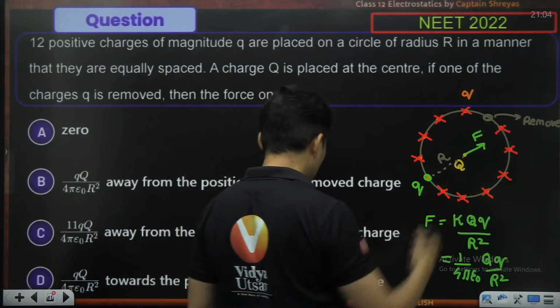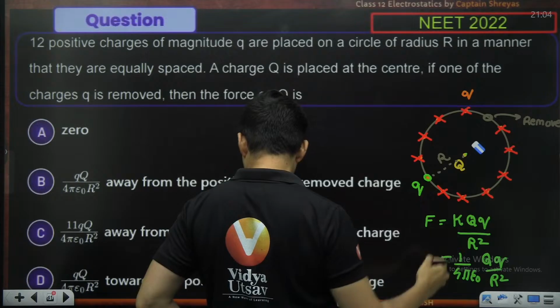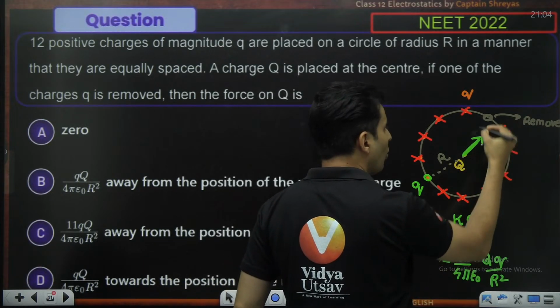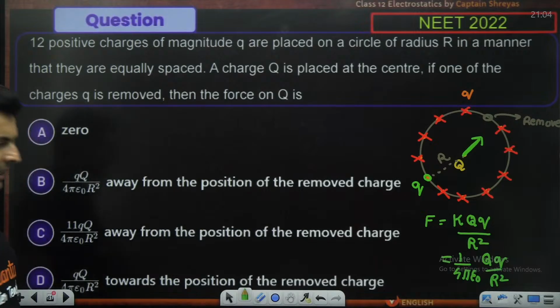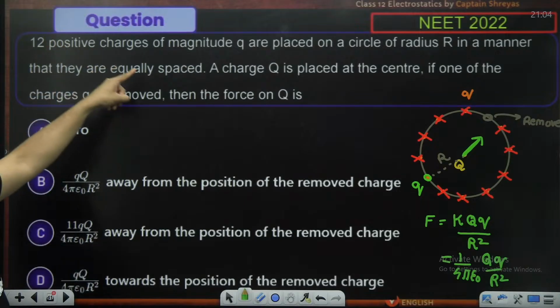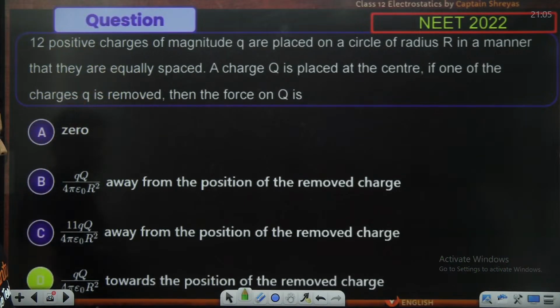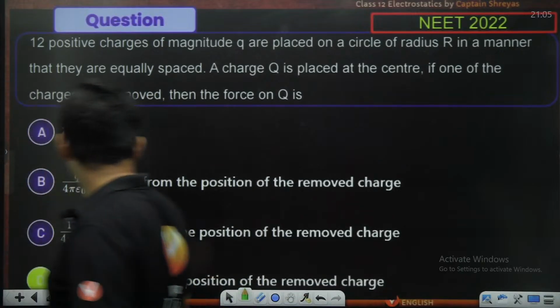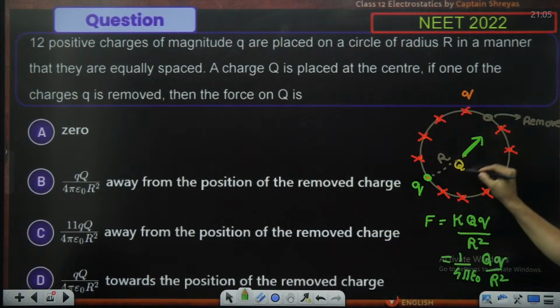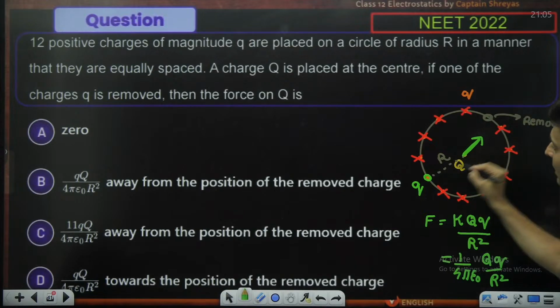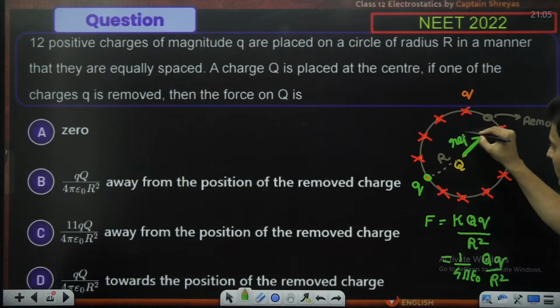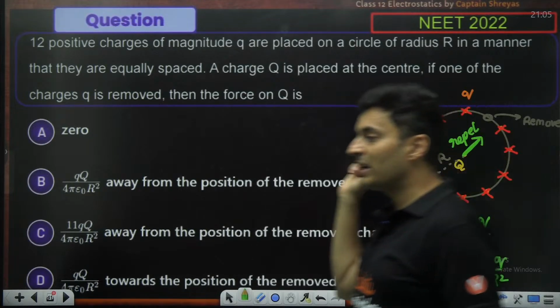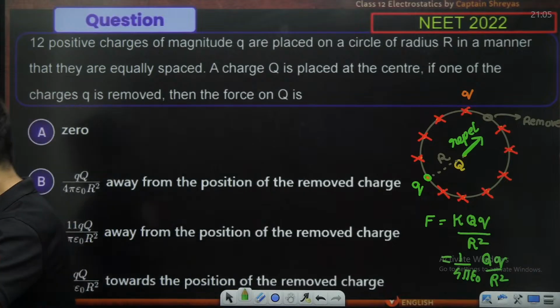Yes, towards the position of the removed charge. As you can see, this force, where is it directed? It is directed towards wherever you have removed it. Can you see that? Not away from it. So that is the answer, towards the position of the removed charge. Not B. A lot of you said away from the position of the removed charge. Away means this. You had removed this charge, so you can see the force between these two charges will be repulsive. They will repel each other. So that is why it will be towards the removed charge, not away from it.